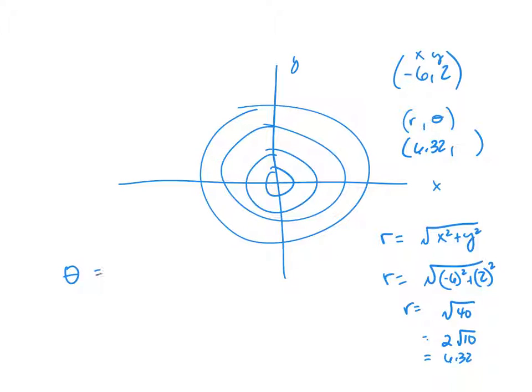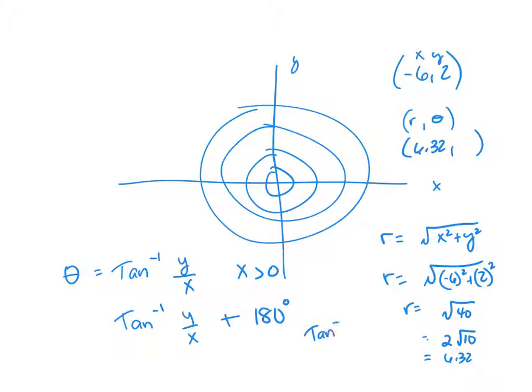Theta is the arctan, which is tan negative 1 of y over x if x is positive. Okay? If x is negative, it's the arctan of y over x, and then you're going to add another 180 degrees. Okay? Is x negative or positive in this case? Negative. It's negative, so we're going to have to add the 180. So we do the arctan of negative 2 over 6. Go ahead and tell me what that is.